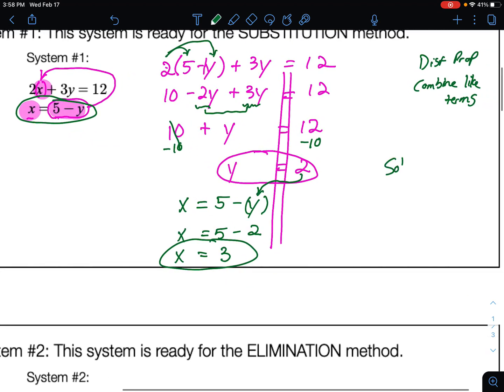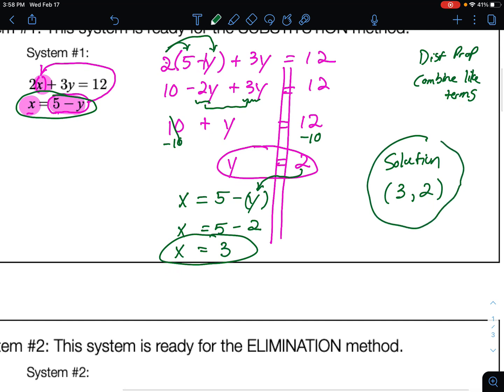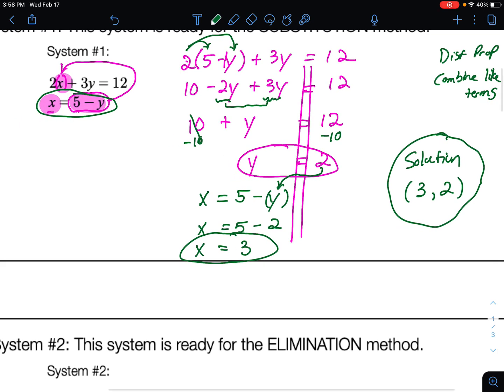So our solution then turns out to be an x value of 3 and a y value of 2, so the coordinates (3, 2). The intersection of these 2 lines would be (3, 2). If we put 3 and 2 in for x and y, it would make both of the original equations true. And you can definitely check your answer on Desmos by graphing these 2 equations and double checking that they do in fact intersect at the point (3, 2).